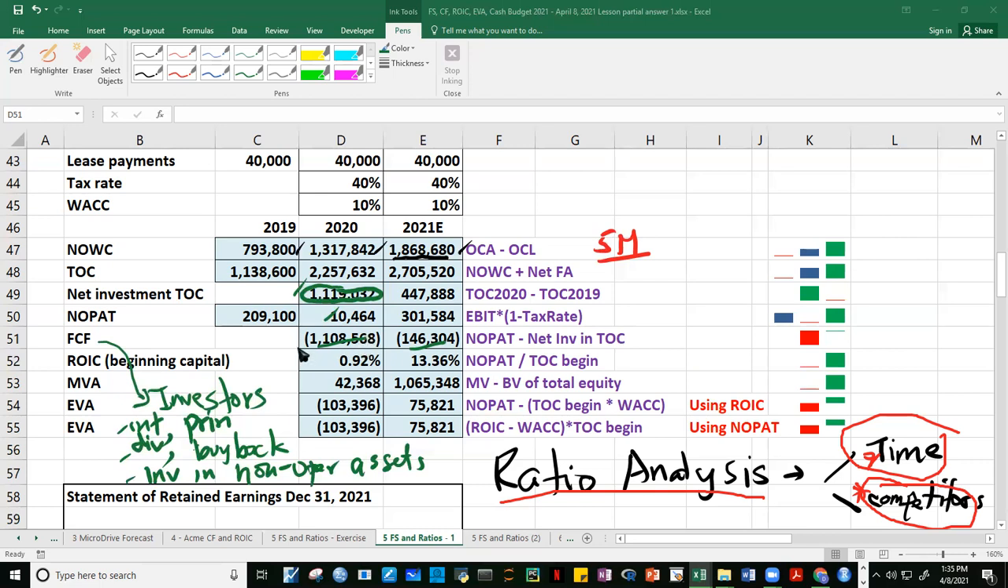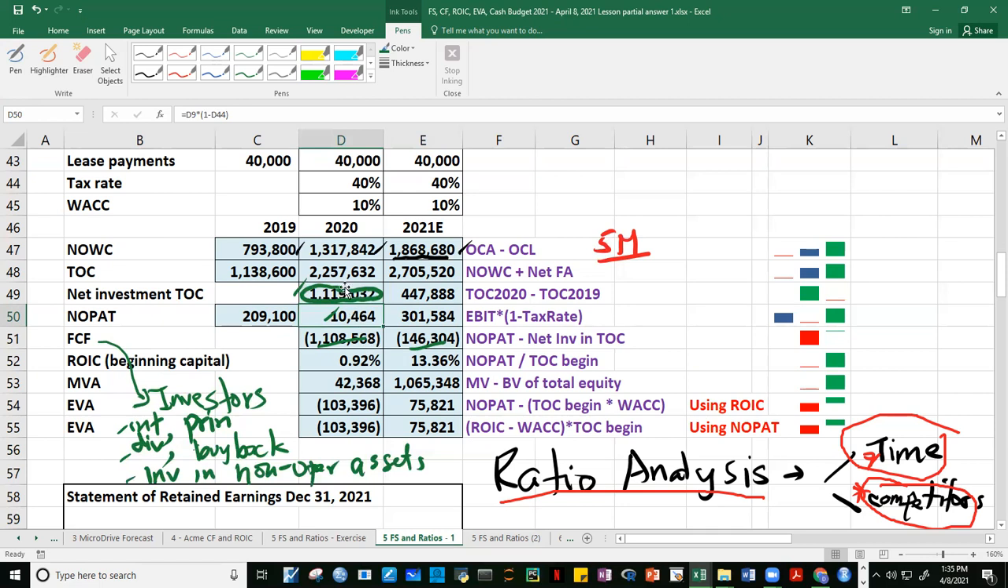In this case, medyo partly lang siya, no? Partly pangit kasi mababa yung NOPAT, no? Compared to 2019 and 2021. So one reason why free cash flow was negative is because of the low NOPAT.